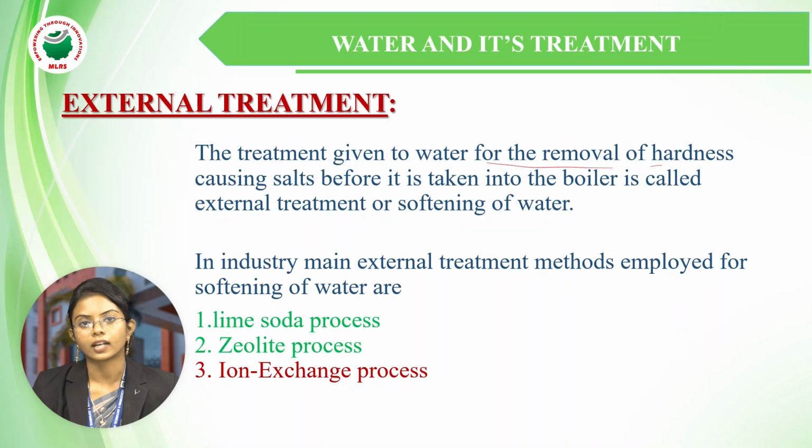So if we remove the hardness before itself sending to the boiler, then we can prevent the troubles in the boiler. So in this case, we are going to do a treatment that is external treatment. That means we are going to treat the water outside the boiler for the removal of hardness. So the salts causing the hardness are removed and it is taken into the boiler, and this is called as the external treatment. And we also call this treatment as the softening of water. That means the water contains no ions in it.